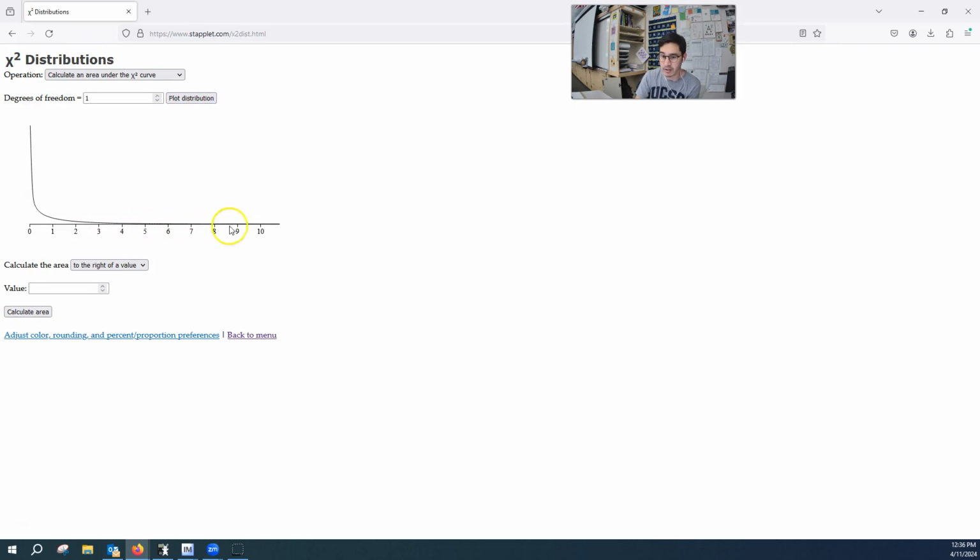You can see it's very strongly right skewed. And then we can go 2 degrees of freedom, 3 degrees of freedom, 4 degrees of freedom. So it has that right skewed shape, but you'll notice that as the degrees of freedom get larger, the distribution is shifting more and more to the right, which means that its mean or average value is getting larger. So the larger the degree of freedom, the higher the mean will be. The lower the degree of freedom, the lower the mean will be.